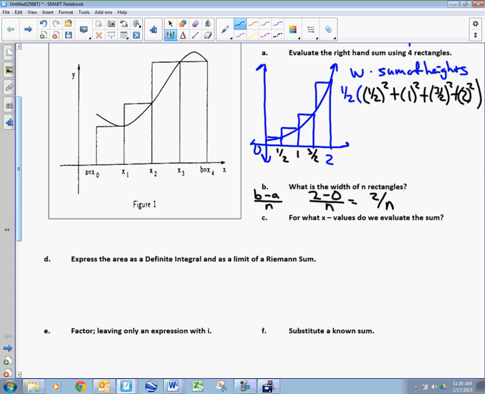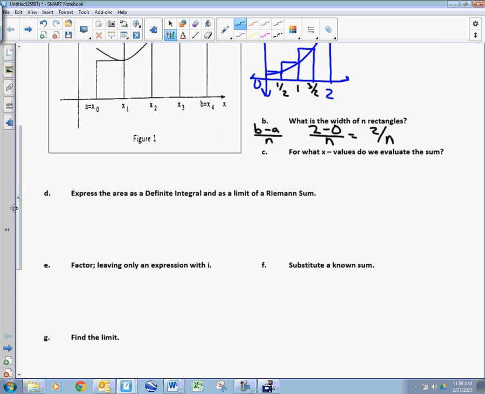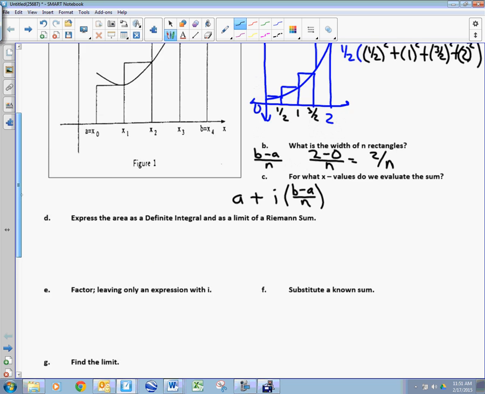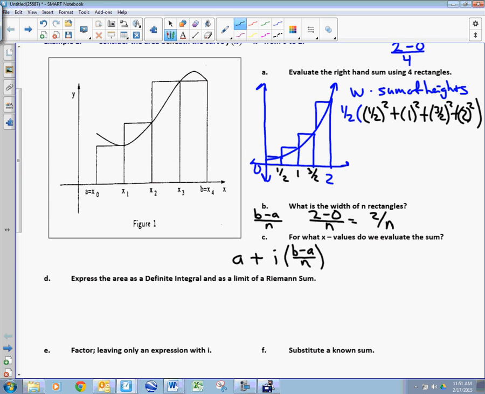Watch what's happening here, okay? For what x values do we evaluate the sum? You took the beginning and you added a certain number of widths. Now, i is just your rectangle number. So look at this picture here, okay? We've got these four rectangles. i equals 1, i equals 2, i equals 3, i equals 4, or intervals, okay?